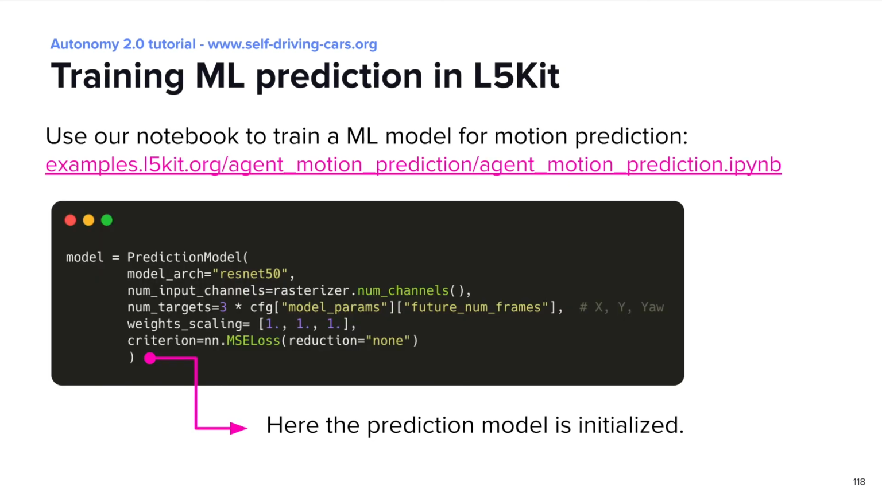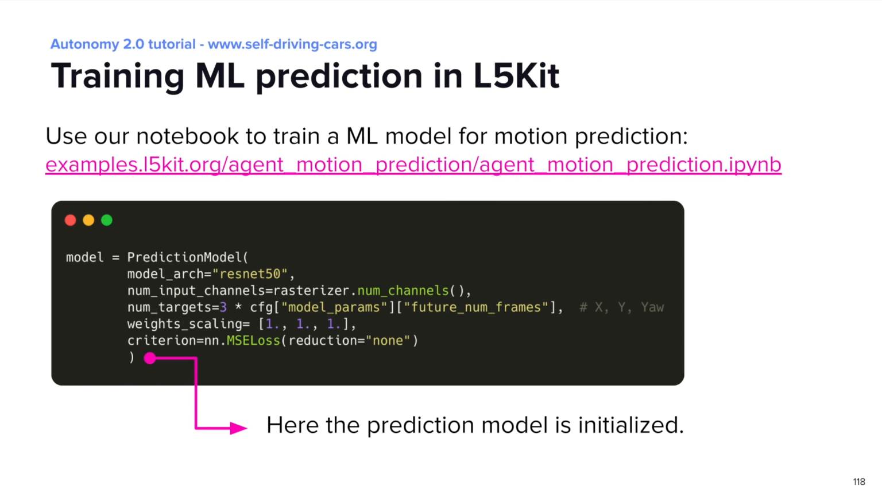Okay, now let's jump into a hands-on session to implement a simple machine learned motion prediction model using our open source library, L5Kit. In L5Kit, we have a notebook for both training and testing machine learned prediction, and I'm going to go through the key parts of the code. You can find the full notebook by clicking the link provided here.